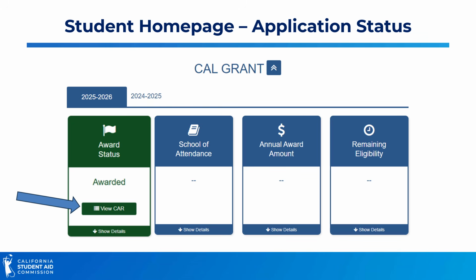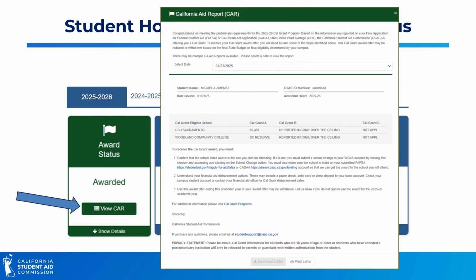If the student wants to see additional information about their award, they can click here to see a copy of the California Aid Report. The California Aid Report, or CAR, will show specific award information to the student. Now let's take a look at other award statuses a student may see on their account.